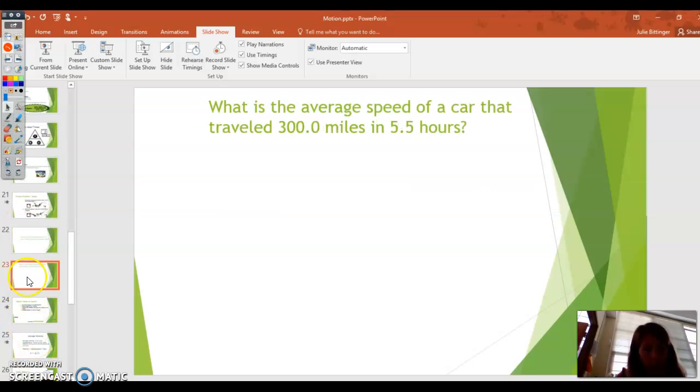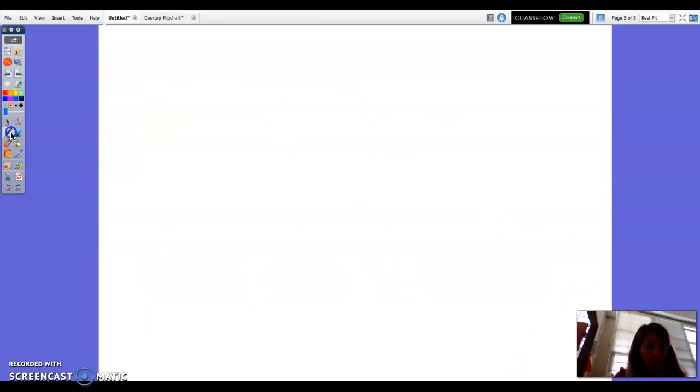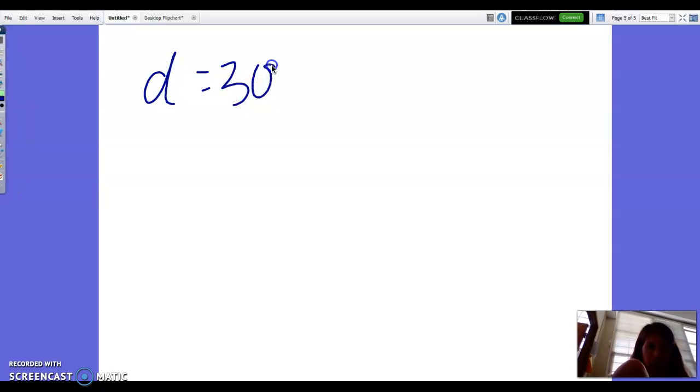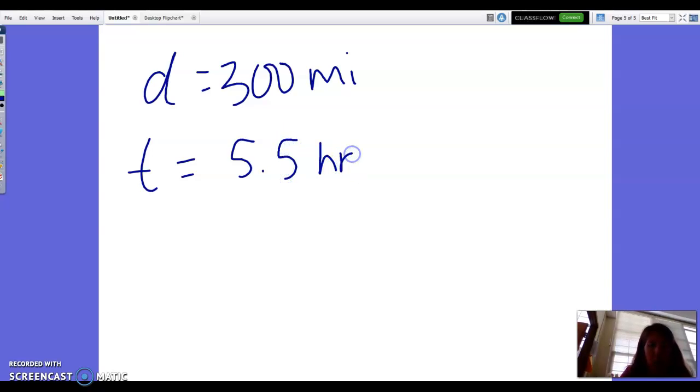Okay, I think last problem, yeah. Last problem here as far as practice. So looking for average speed of a car that's traveled 300 miles in 5.5 hours. So let's go back to my whiteboard. And again, we're looking for average speed because it's the total amount of distance over the total amount of time. So we had the car, it said the distance it covered was 300 miles. And it did that as far as time in 5.5 hours. So again, we have speed equals distance over time.